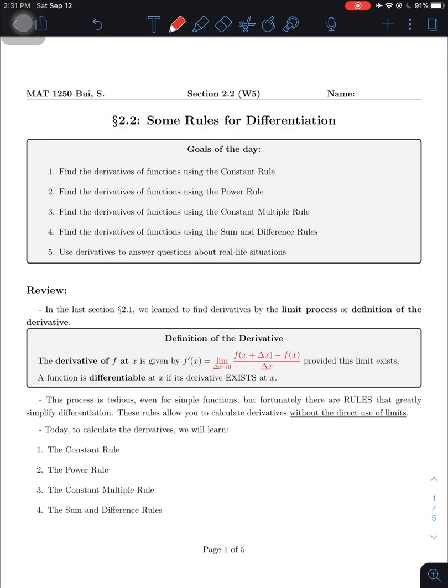The derivative of f at x is given by the slope, and that can be calculated by using the difference quotient formula combined with the limit idea. A function is differentiable at x if its derivative exists at x, right? Otherwise it's not differentiable. Okay, so today we can learn some rules.